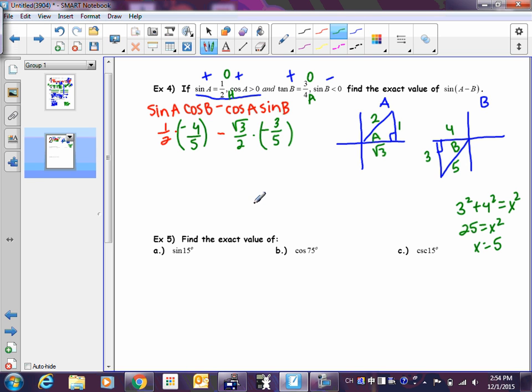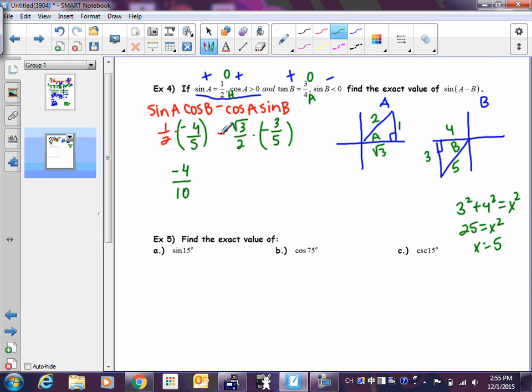Okay, we need to simplify this. So when you're multiplying fractions, this isn't really that bad. Look, 1 times negative 4. What is that? Negative 4. What's 2 times 5? 10. Multiplying fractions is easier than adding them.